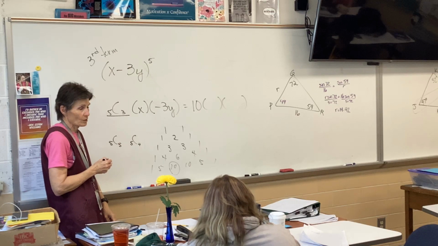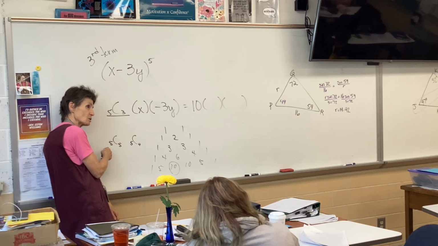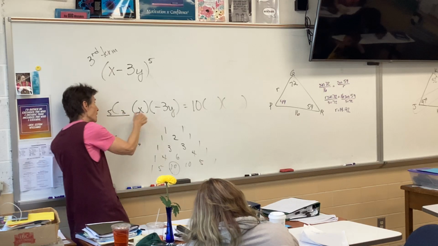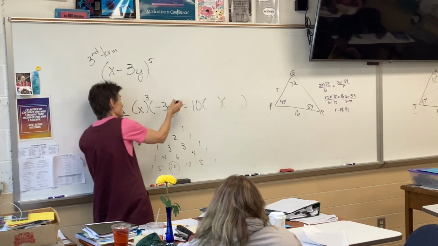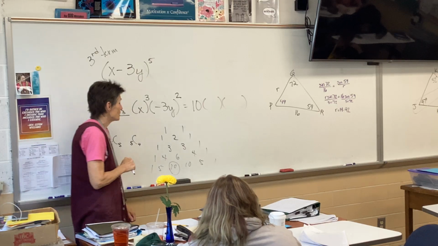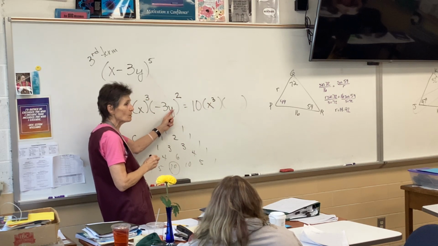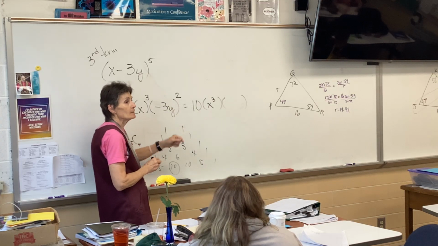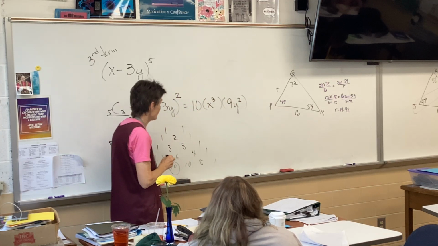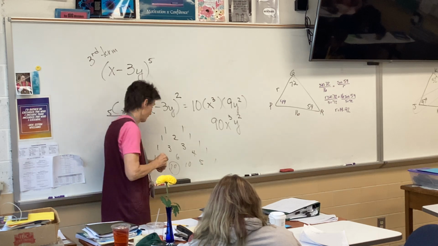I need to know what the powers are. So remember, right here at the beginning, the power on x would be 5. Here it would be 4. And for the term I want, that power is 3, which means the other one is 2, because they gotta add up to 5. So I have my 10, I have my x cubed, and then I have negative 3y squared, which is 9y squared. And then I have to multiply it all together. So I get 90 x cubed y squared.